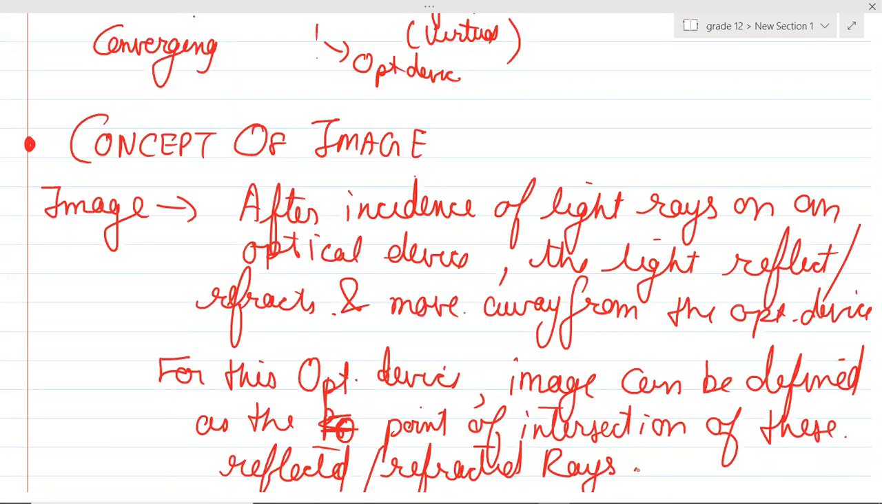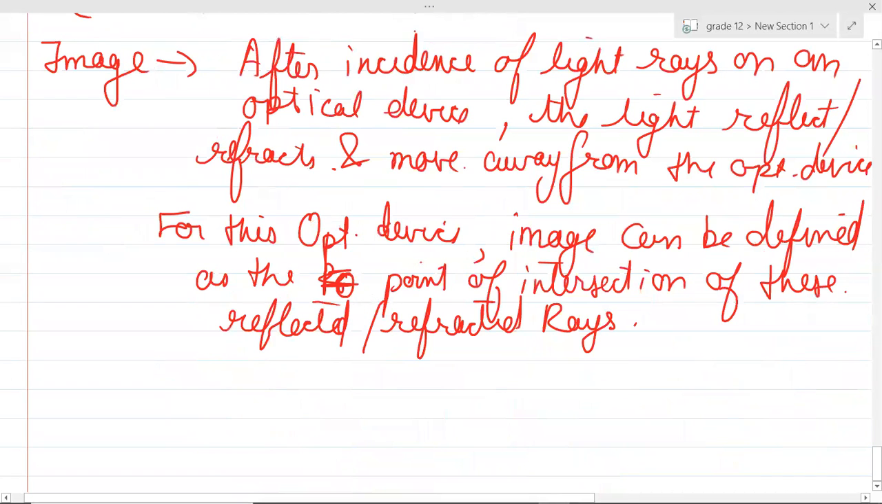Are you getting my point? So please remember, this concept of image and object is specifically for an optical device. For one particular optical device, a virtual image can be acting as a real object for another device, right? Is everyone clear about this particular point? Image and object both are defined for one particular object.